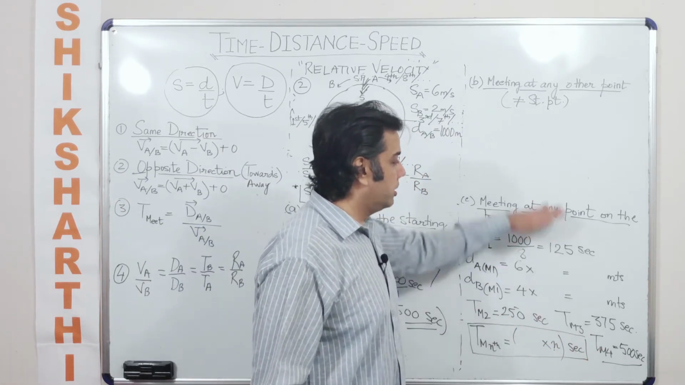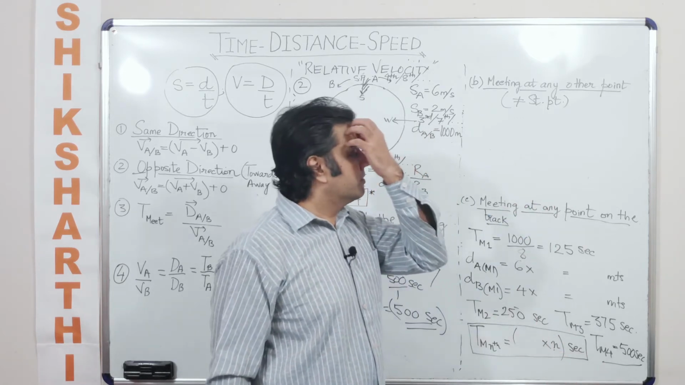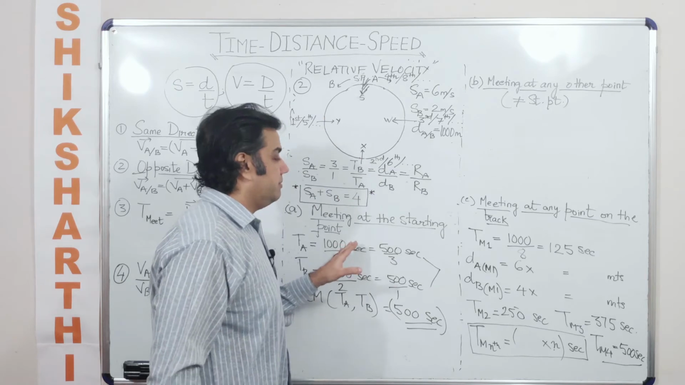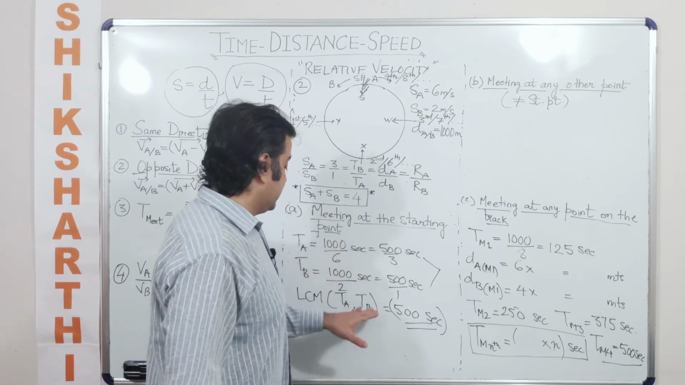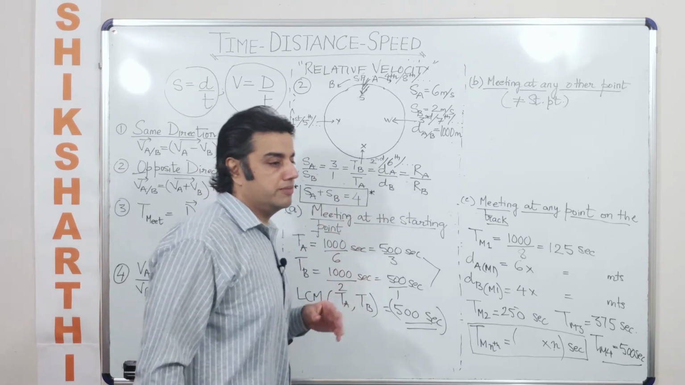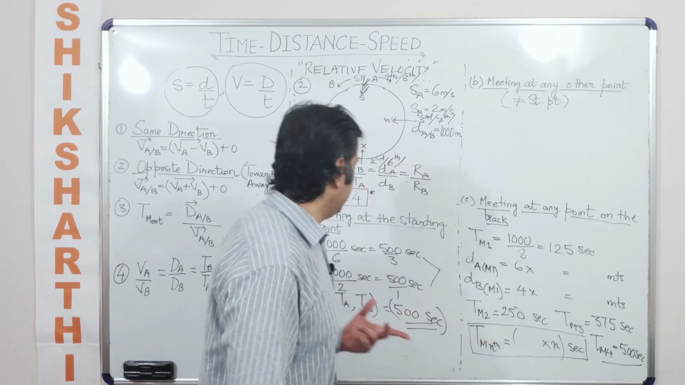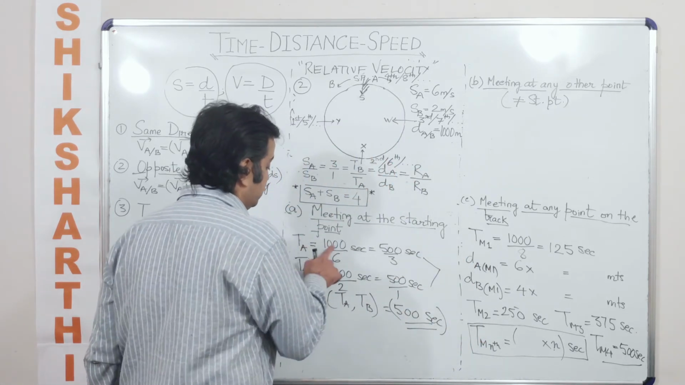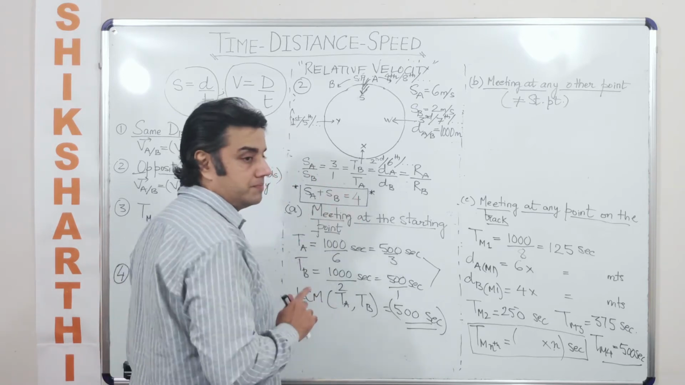This becomes a broader concept which will be applicable to any point of meeting, and this becomes a specific concept wherein you're talking about meeting only at the starting point. So can I say that whether A and B were moving in the same direction or they were moving in opposite direction, if they have to meet at the starting point, that will always be the LCM of their individual time taken to run the entire round once.